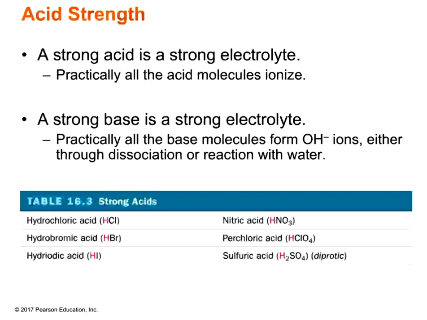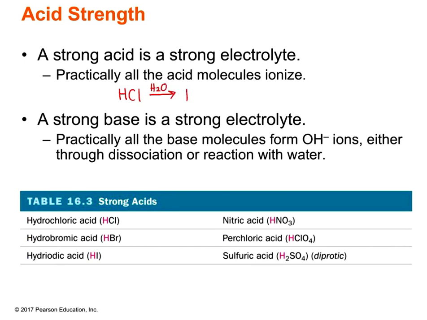So a strong acid is also a strong electrolyte. And remember that electrolytes are essentially ions floating around in solution. So if a strong acid ionizes completely, that means that it's also a strong electrolyte because we have a lot of ions in solution. So a good example would be hydrochloric acid. And we've seen this example quite a bit. But when hydrochloric acid dissolves in water, it completely ionizes.